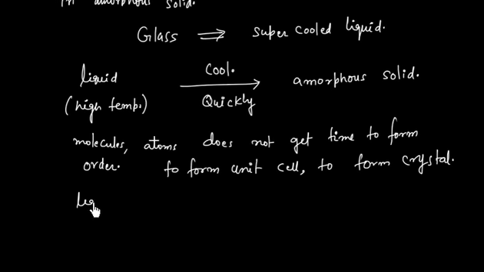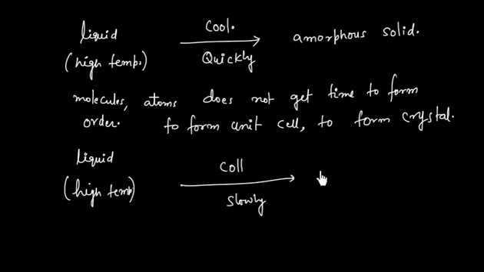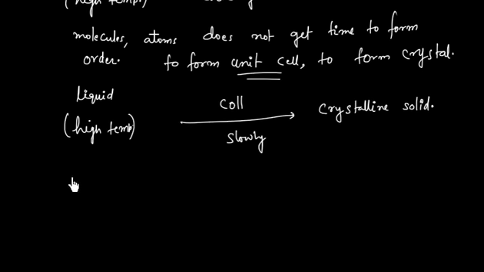But if I have a liquid at high temperature, and it is cooled slowly, in this case we will have a crystalline solid, because this time molecules get the chance to form a crystal, or to get order, or to form a unit cell. So in this case the molecules get ordered.